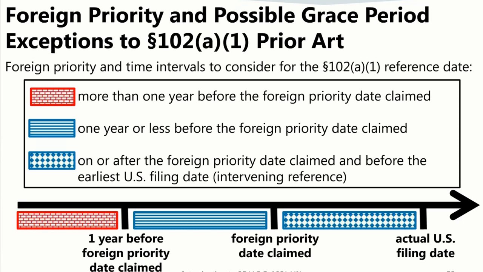Working from left to right on the timeline, the earliest time interval is more than 1 year before the foreign priority date claimed. The middle time interval is 1 year or less before the foreign priority date, and the latest time interval is on or after the foreign priority date claimed and before the earliest U.S. filing date, in other words, an intervening reference. The applicant's options for overcoming a rejection will be different depending on where the reference falls on this timeline.